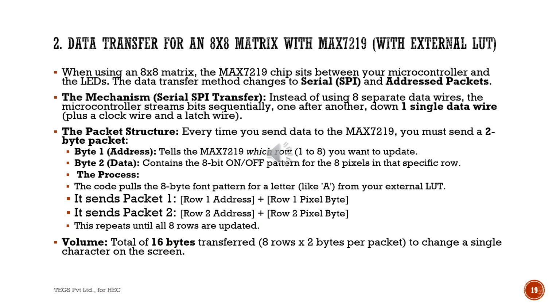Data transfer for 8x8 matrix with MAX7219. The data transfer is done through the serial peripheral interface. First, the address packet is sent, and then the data for that address is sent separately to the display. For example, the row 1 address is sent, and the data, how the LED should behave, is sent next. So per row 2 bytes of data are sent. So this works out to 16 bytes of data transfer through the serial peripheral interface.